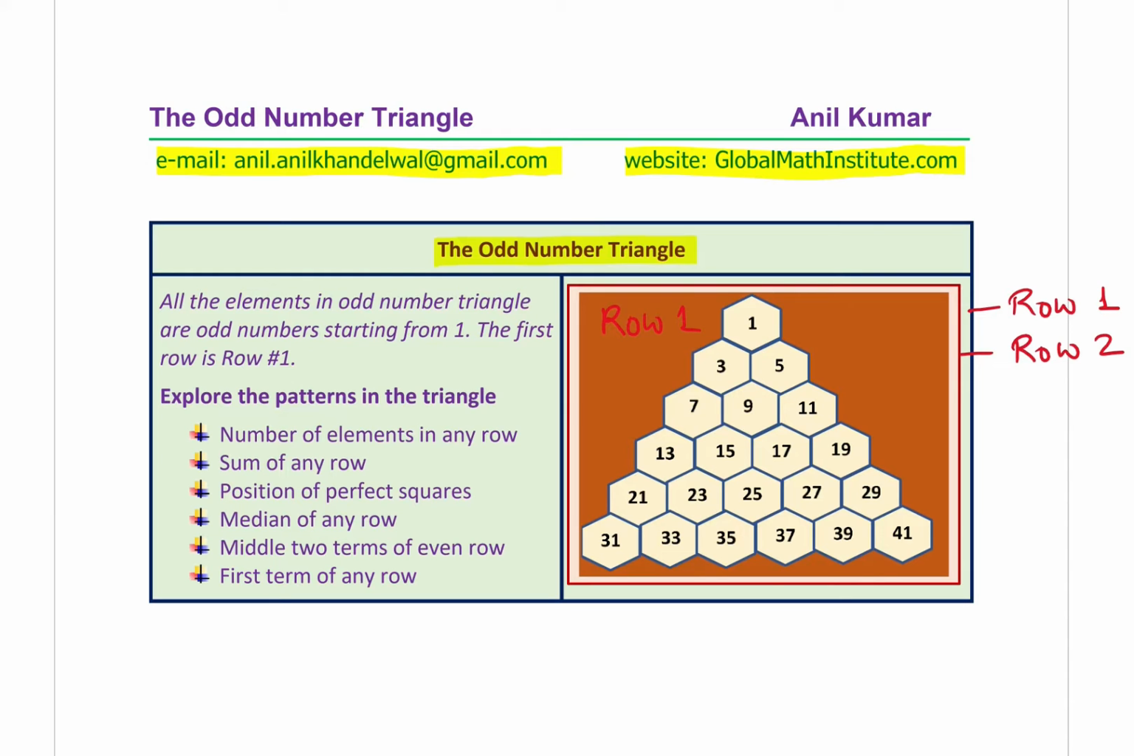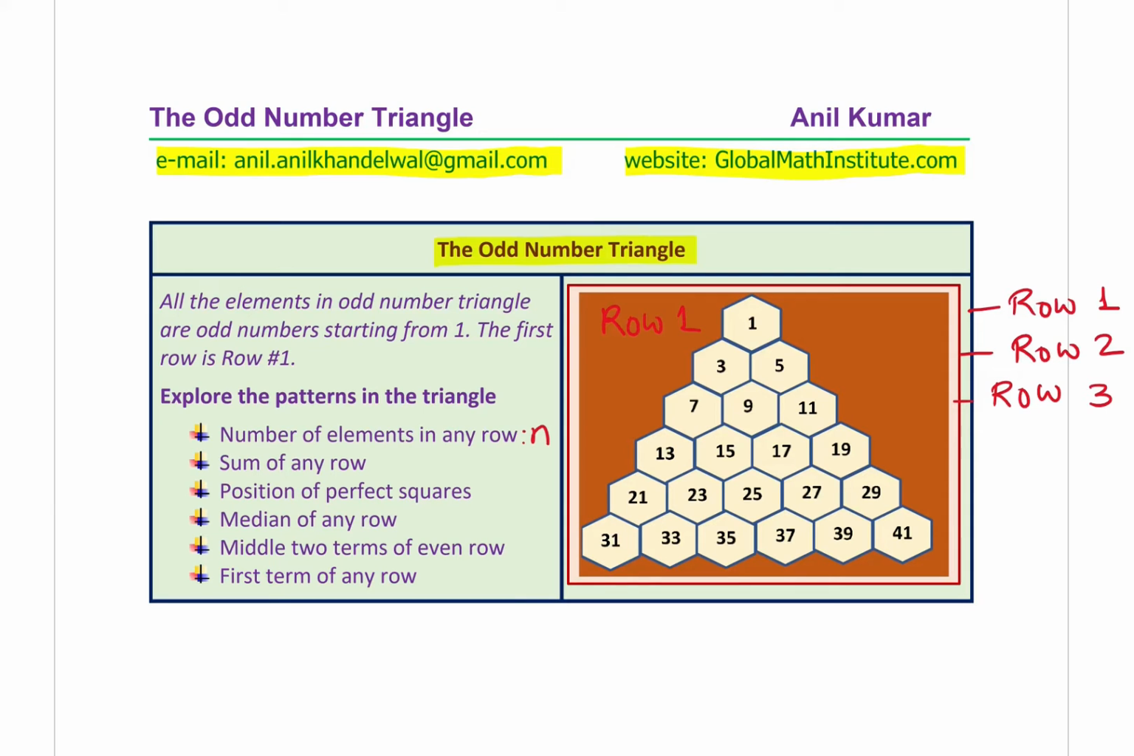So as you can see, first and foremost, in row number 1, we have only one element. In row number 2, we have 2. And in row number 3, we have 3 elements, correct? So as far as the number of elements is concerned, we know this is equal to the row number itself.